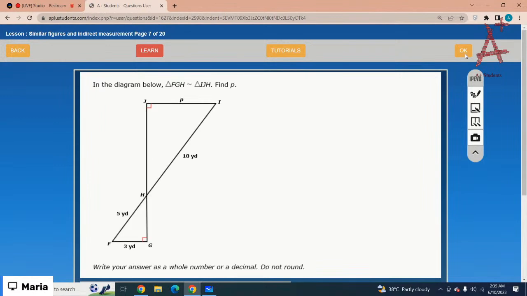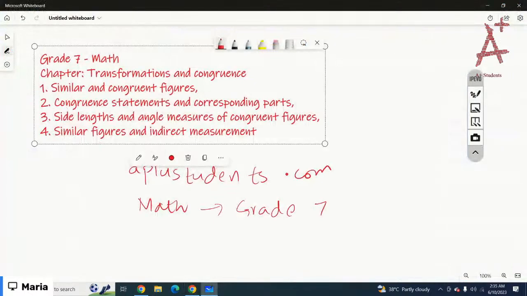Okay, you can complete the test by yourself later today. So we were working on grade 7 maths. The chapter we were working on is transformations and congruence. And the lessons we have covered today are similar and congruent figures, congruent statements and corresponding parts, side lengths and angle measures of corresponding figures, and similar figures and indirect measurement.